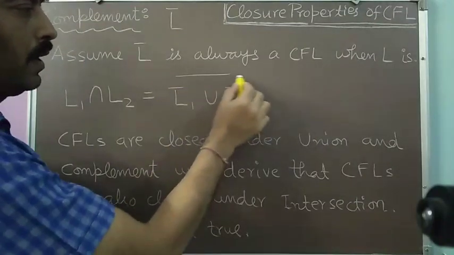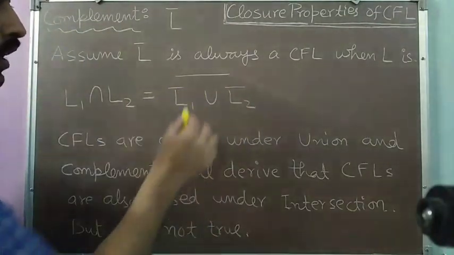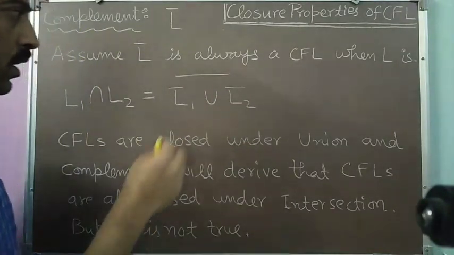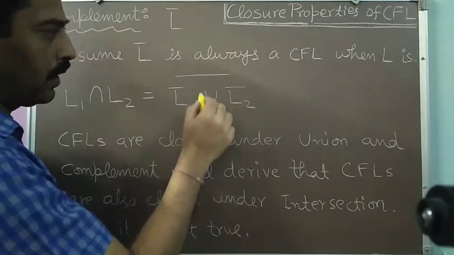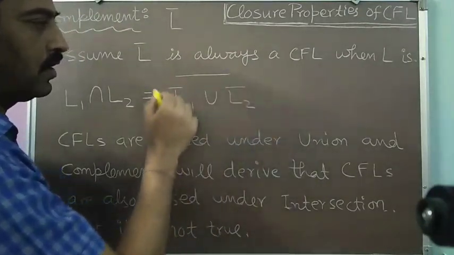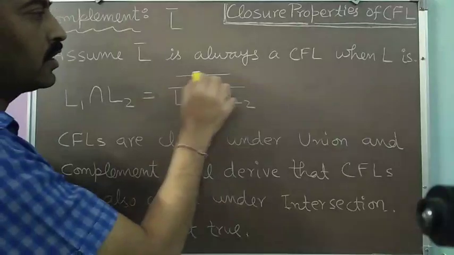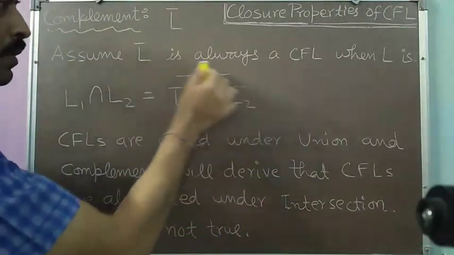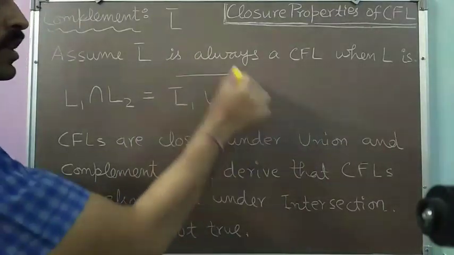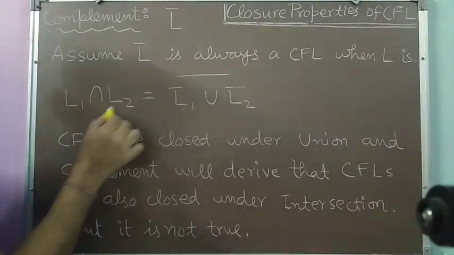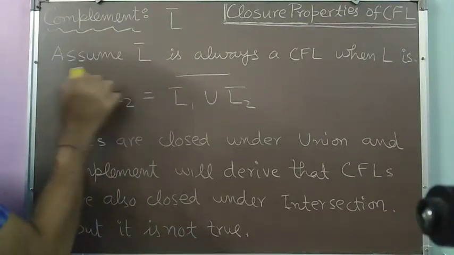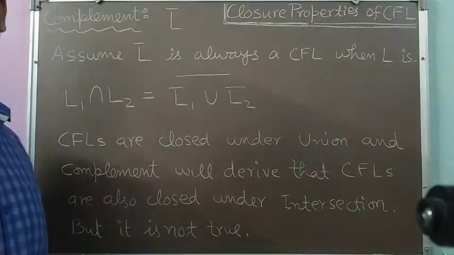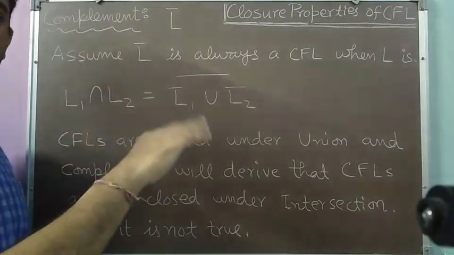So both L1 complement and L2 complement are context-free languages, so their union will also be a context-free language, as we have already proven. So this L1 complement union L2 complement is a context-free language, then its complement will also be a context-free language. Meaning thereby, this whole will be a context-free language. And it is equivalent to L1 intersection L2. And we have just proved that L1 intersection L2 is not always CFL. Meaning thereby, this is a contradiction.